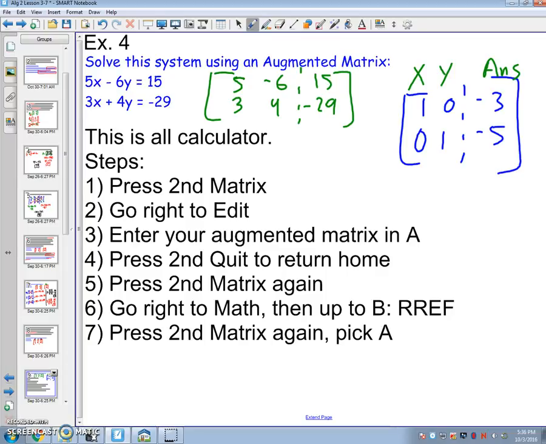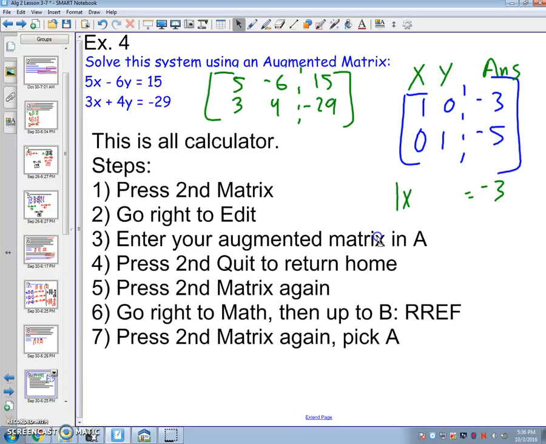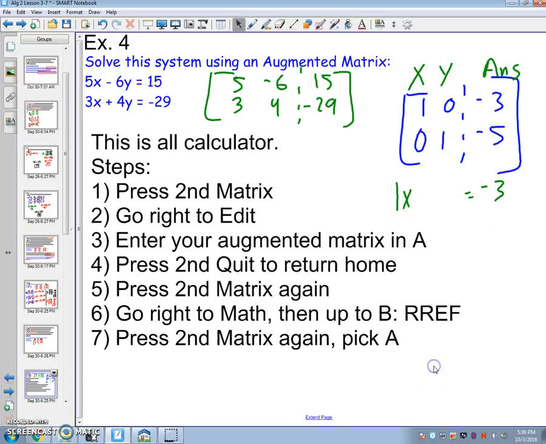If I went backwards and wrote this in equation form, that would be 1x plus 0y, which doesn't mean anything, equals negative 3. So this is the main thing. Basically, 1x equals negative 3. All right, same for the bottom. You have 0x plus 1y equals negative 5. So y equals negative 5.